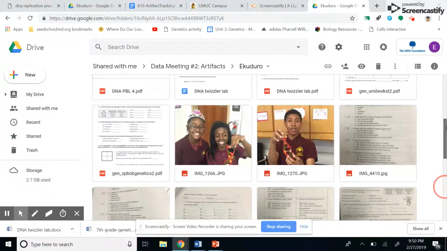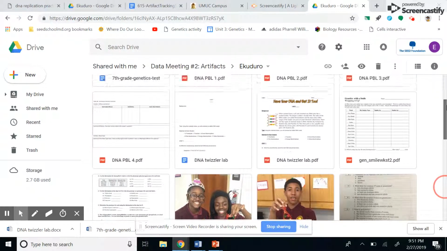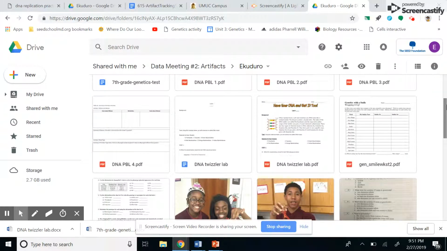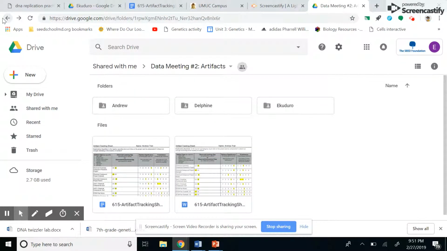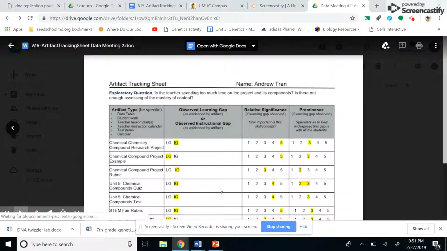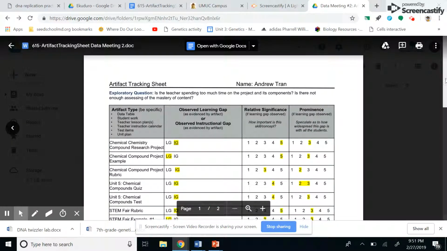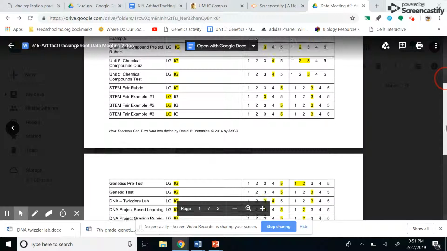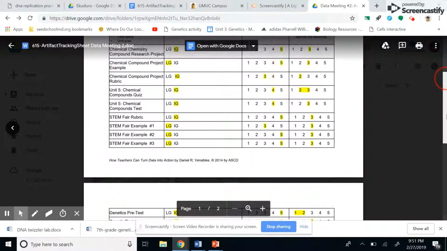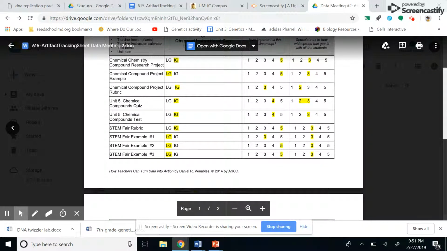Again, we centered our exploratory question from our initial data meeting one around the importance of our teachers spending too much time on projects versus making sure the students master the content. So this here is my tracking sheet that we used. We all went over some of our data that we presented.